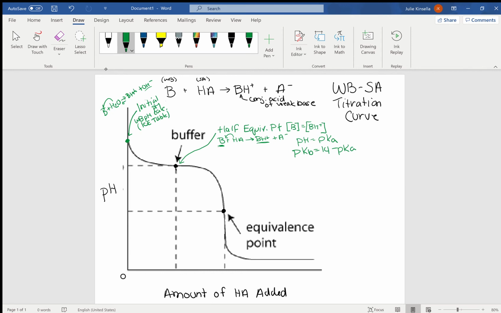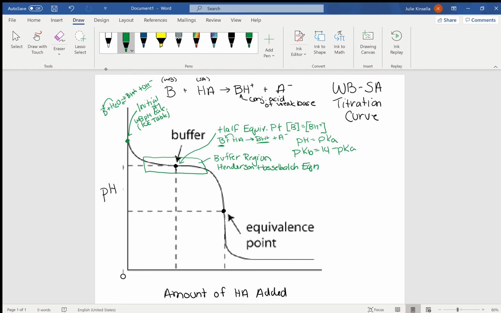In that buffer region, which is about plus or minus 1 pH, that would be your Henderson-Hasselbalch equation that you're using to figure out the pH. This is before you reach the equivalence point. So this is your buffer region. This is where you would use your Henderson-Hasselbalch, based on that weak base and its conjugate's concentration.